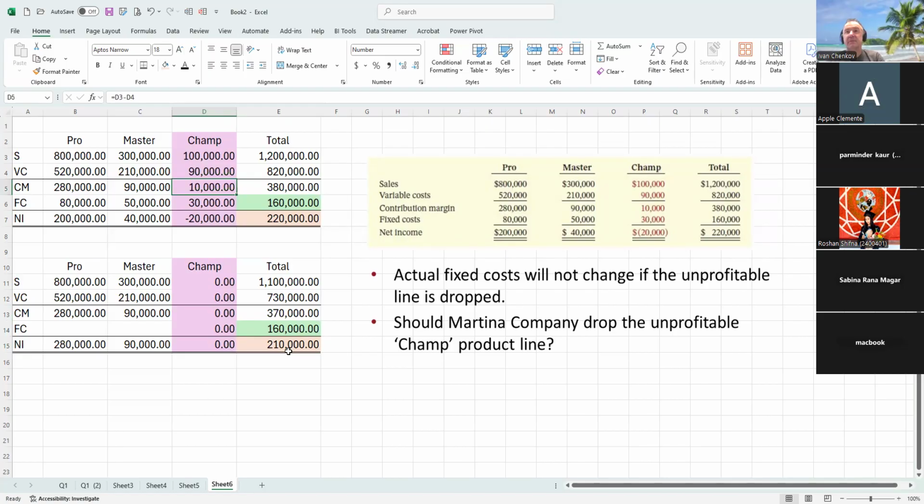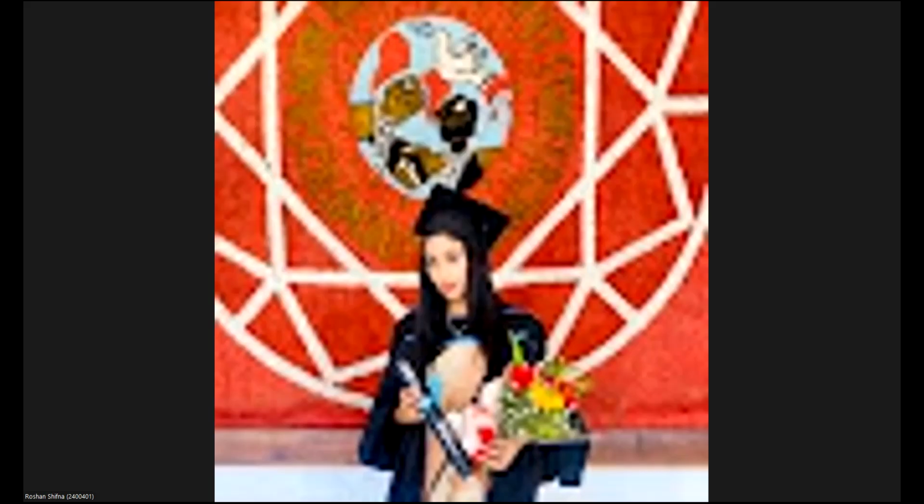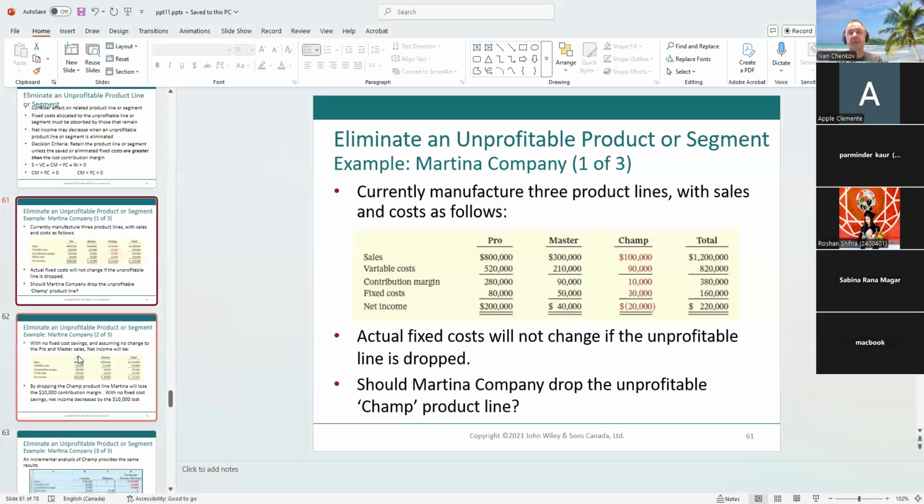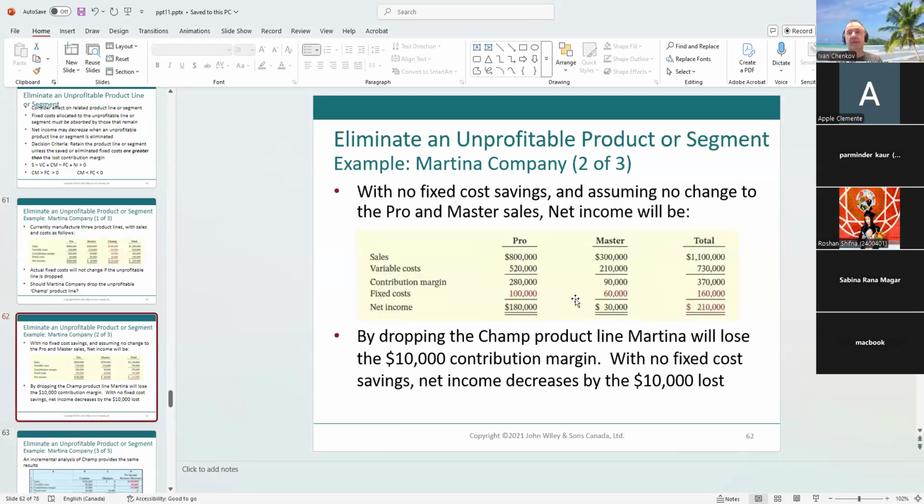Yes, Professor. Yes, sir. So, in a question, will they say whether the fixed cost will be the same or will it reduce? Yes, in the question, it's always going to say. You don't have to make a guess for this. The question is going to tell you. So let's do one question. Let's go with the question here. So what's going to happen if we eliminate the Champ?